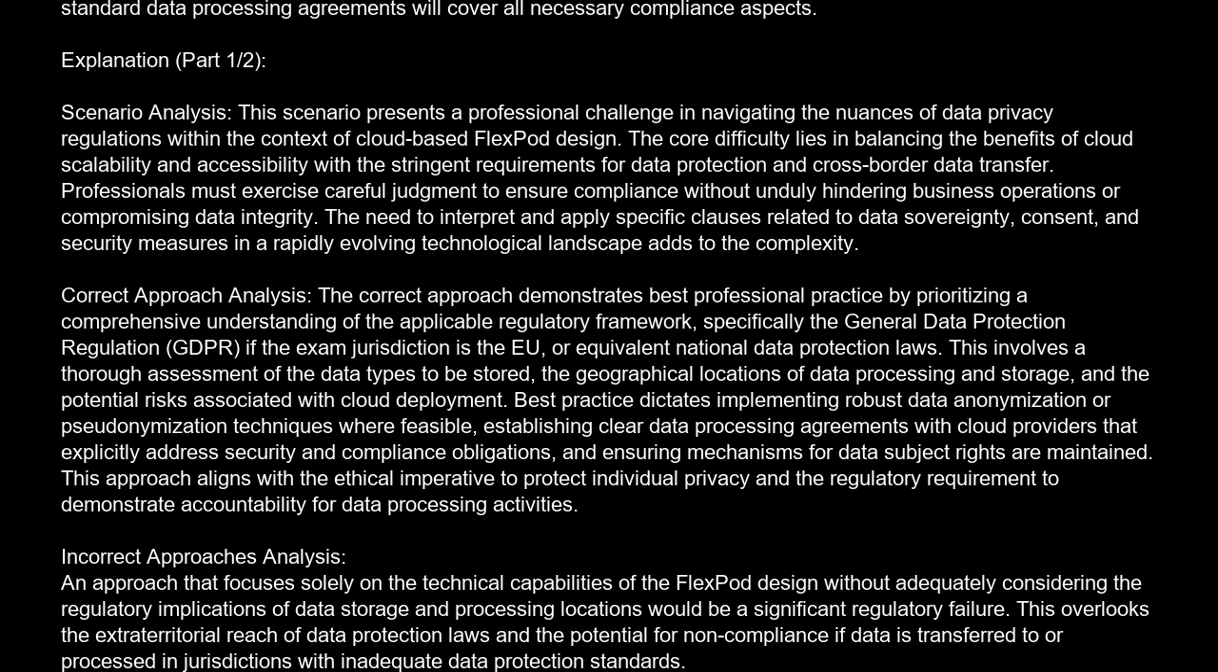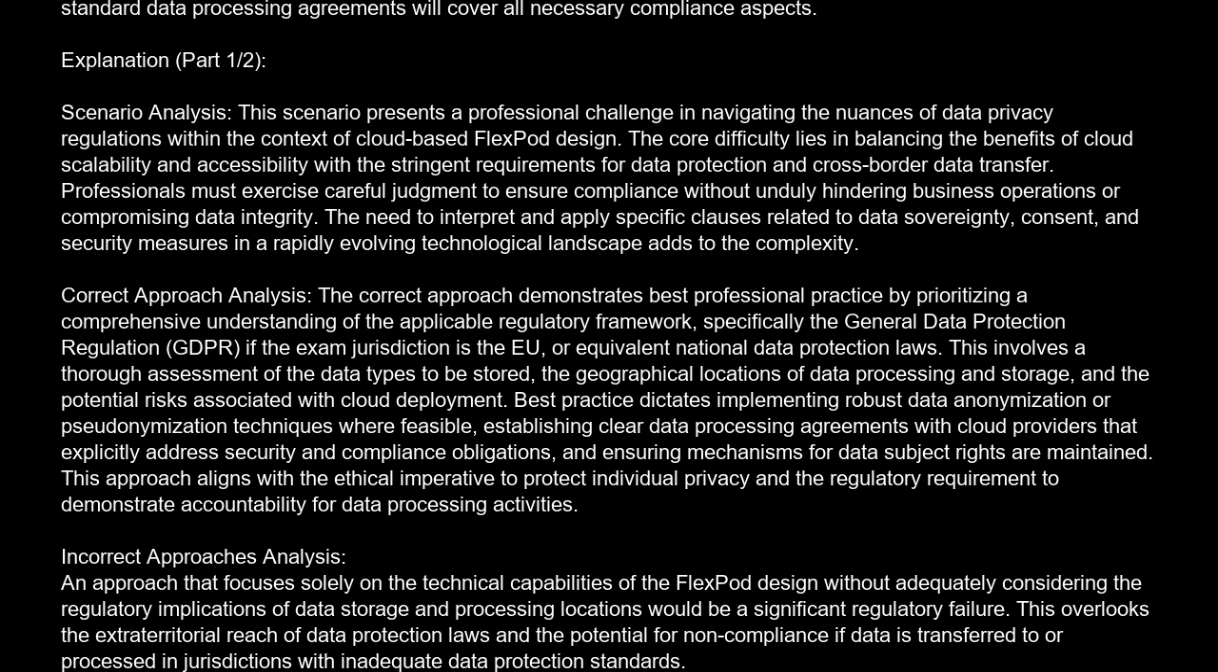The need to interpret and apply specific clauses related to data sovereignty, consent, and security measures in a rapidly evolving technological landscape adds to the complexity. Correct approach analysis. The correct approach demonstrates best professional practice by prioritizing a comprehensive understanding of the applicable regulatory framework, specifically the General Data Protection Regulation, GDPR, if the exam jurisdiction is the EU, or equivalent national data protection laws.